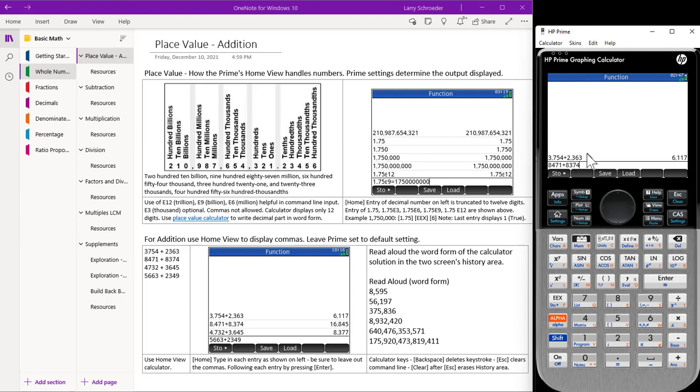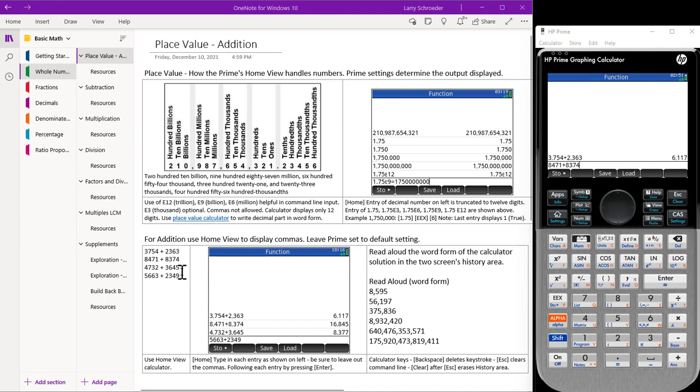But when we press enter, it will show our input with commas even though there were no commas. Commas are not allowed in the command line when we are doing addition of whole numbers. The display will again be written with commas. We will stop at this point with our explanation of place value and addition.